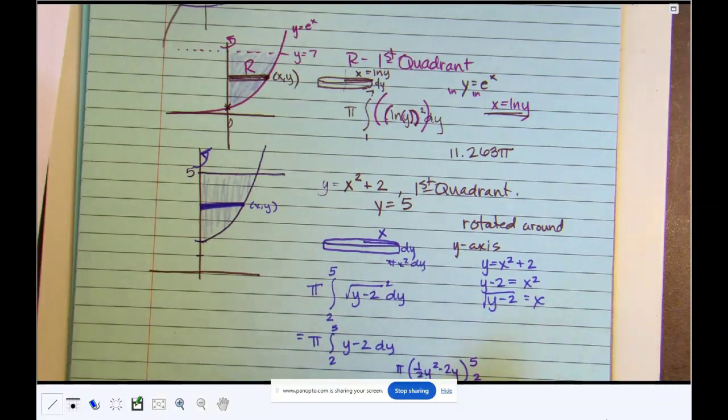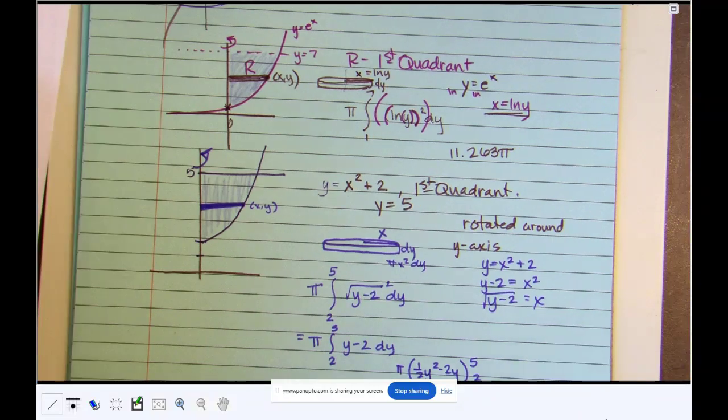So plug in the 5, that's 25 over 2 minus 10. Minus 2 squared divided by 2 is 2, minus 4. So it's 12.5 minus 10 is 2.5. Oh, that's what I got. So this would be minus, no, minus a negative. It's minus a negative, so it's plus 2.